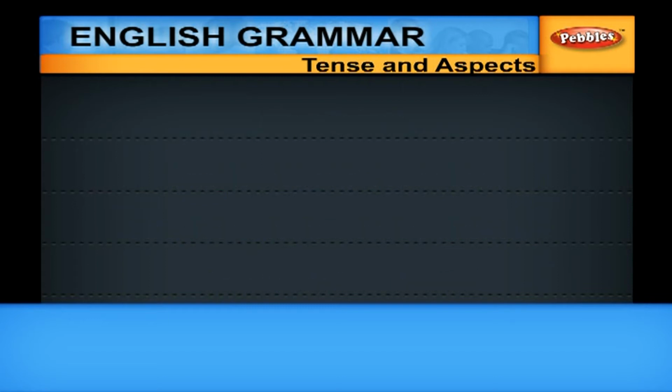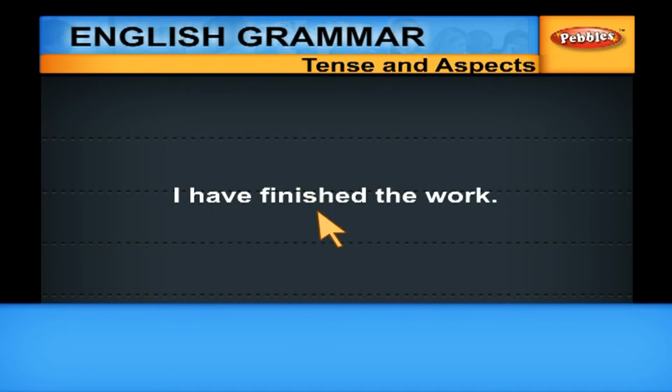Look at the sentence. I am singing. Here you have two verbs, am and singing. Singing is considered as the main verb or lexical verb, and am is a helping verb or auxiliary verb. I have finished the work. Here the verbs are have and finished. Finished is the main verb or lexical verb. Have is the helping or auxiliary verb.